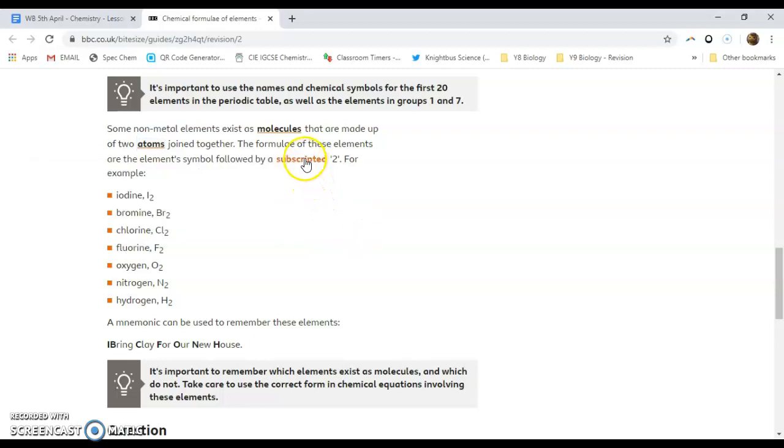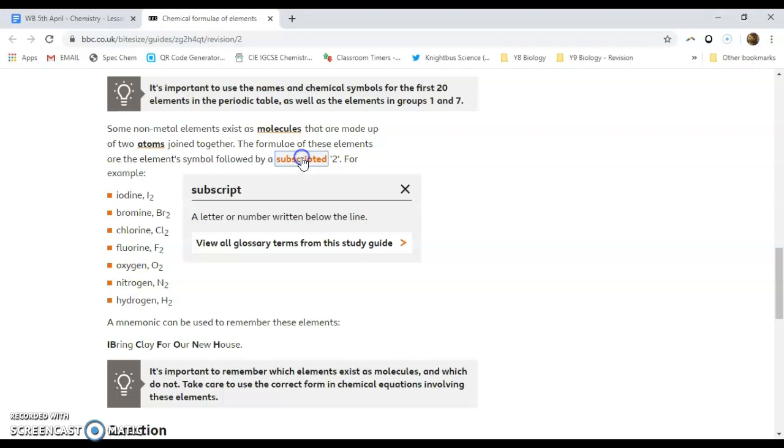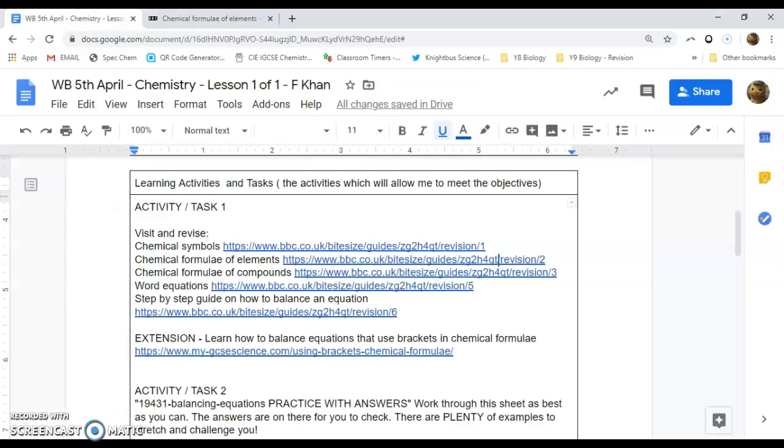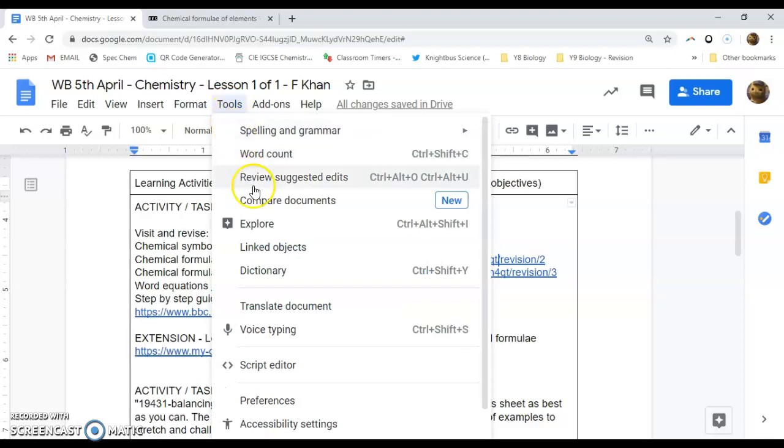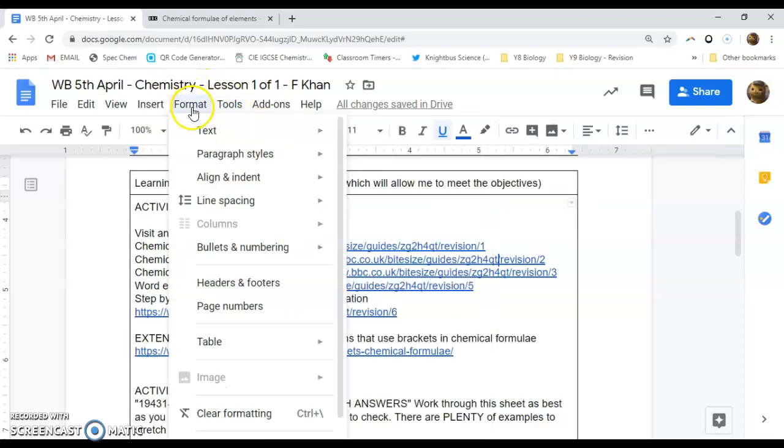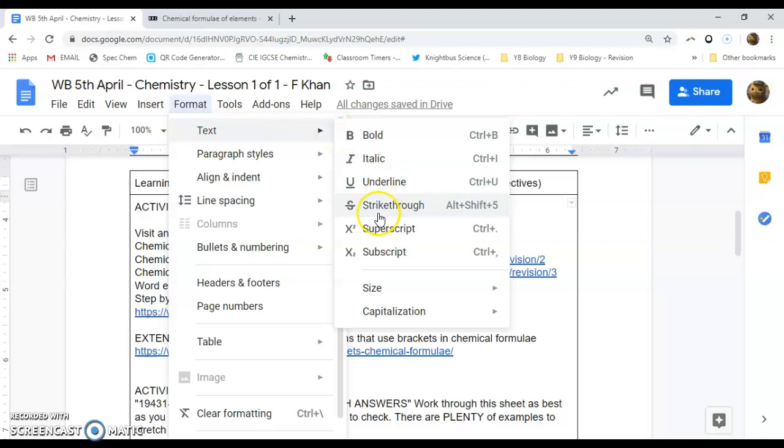And notice that I now start to use the word subscript. A subscript is a letter or number written below the line, which is great because if we look at the Google document that you are accessing right now, I hope, you can actually find that in the tools. You can find a little, oh, there it is, text. You can actually write numbers above and below. Now, unfortunately, you can't do this on a Google form.